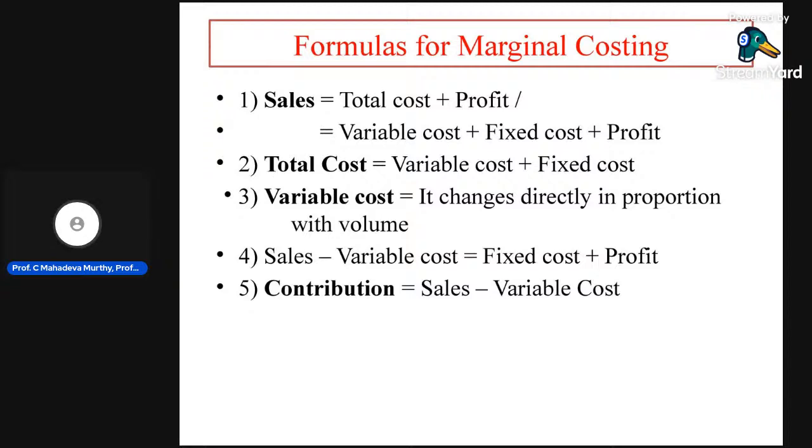Then another formula: sales minus variable cost is equal to fixed cost plus profit. Then the fourth one, contribution is equal to sales minus variable cost. This is the formula. We need to practice this formula that is available in our study material. Without understanding this concept, it is very difficult to solve the problem. Therefore, here we need to understand that.